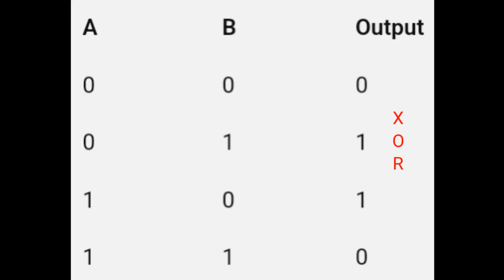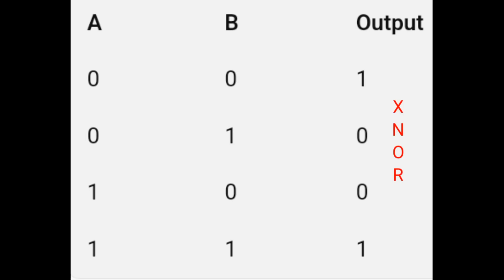XOR gate produces a 1 output when the inputs are different. Otherwise, it produces a 0 output. It is also known as the exclusive OR gate. XNOR gate produces a 1 output when the inputs are the same. Otherwise, it produces a 0 output. It is also known as the exclusive NOR gate. It is the inverse of the XOR gate.